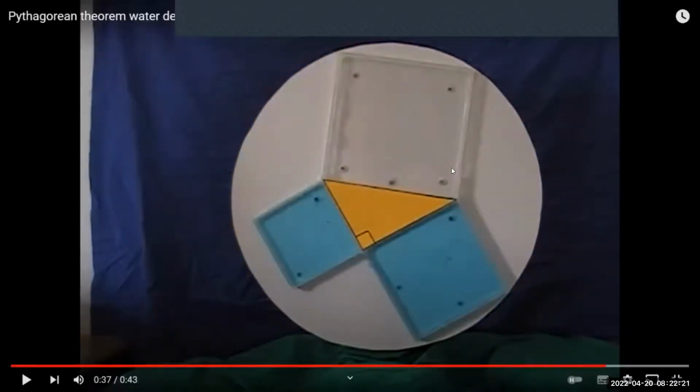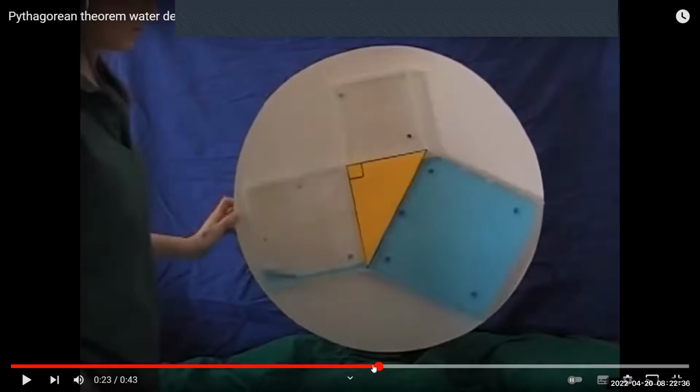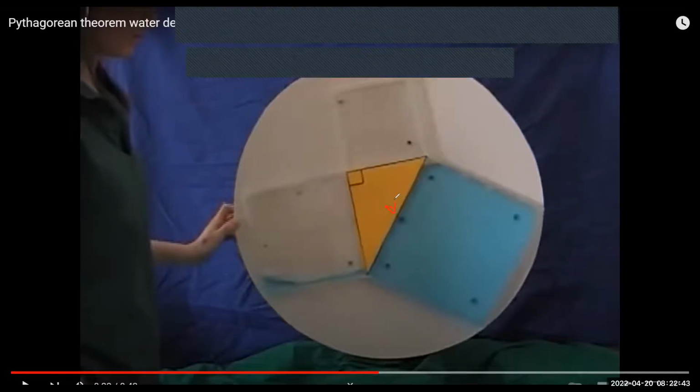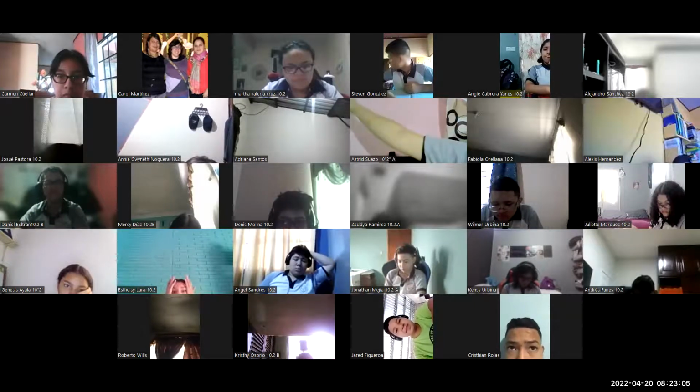So with this video, you are able to see that the two squares that are making up the two sides of the right angle are going to give you exactly the hypotenuse. This is the hypotenuse because it is in front of the right angle. So all the liquid that was here and also here is now making up all this liquid in the larger box. In other words, with this video, you are able to see the demonstration of the Pythagorean theorem.